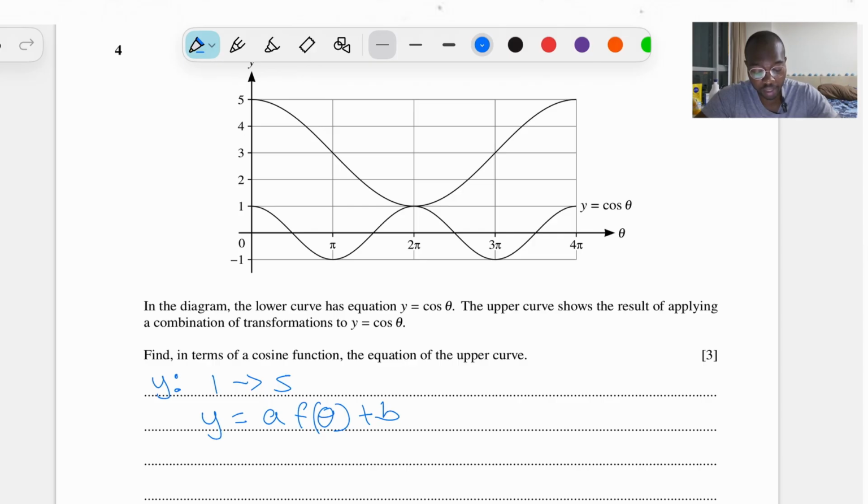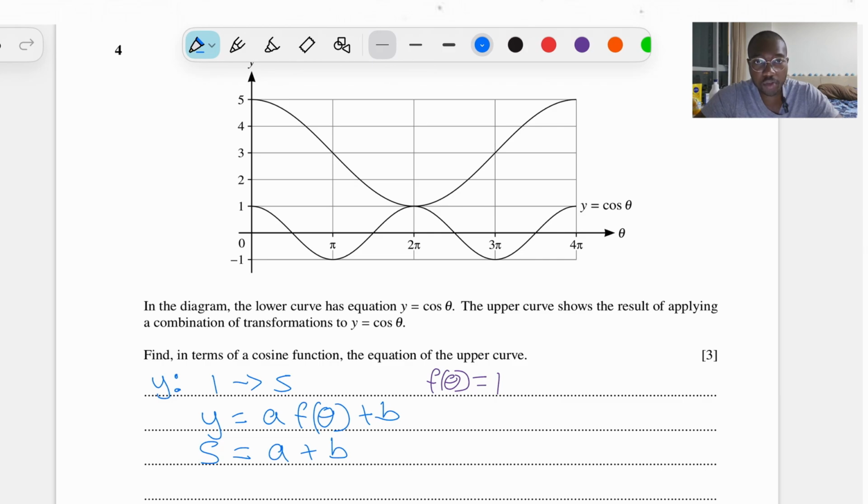Well, now when we apply the transformation, it's now 5. So what we can say is 5 is equal to a f(theta). In this case, f(theta) is 1 because that's what it originally was. So it would be a times 1, which is a, plus b. So now we've got a plus b is equal to 5. And now that's just an equation.